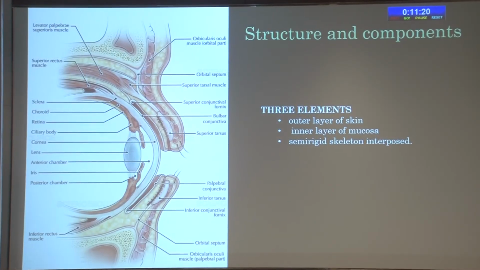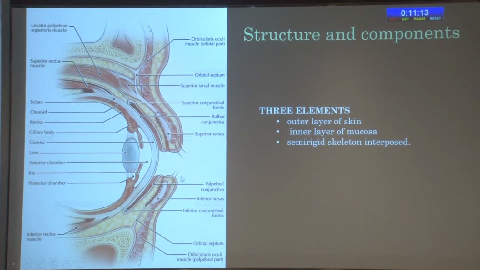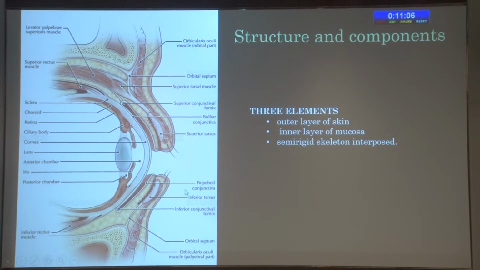When it comes to the cross section of the eyelid, we can notice that it is made up of three main layers that we should be aware of. That is the outer skin, the inner mucous membrane, and a semi-rigid skeleton in between, which is mainly composed of the tarsus in the upper and lower lid.